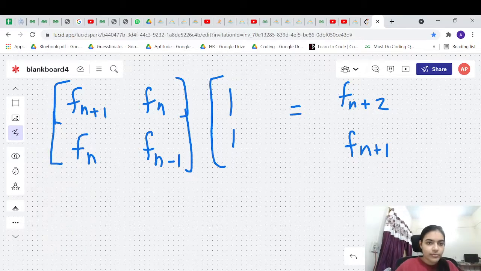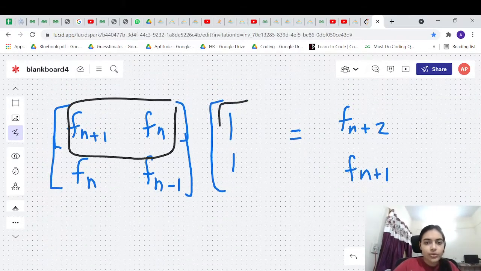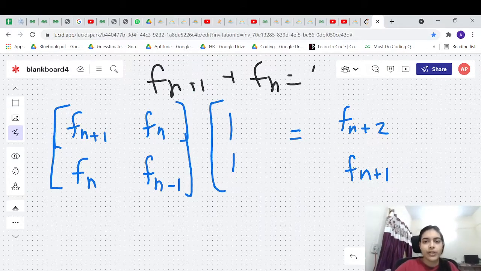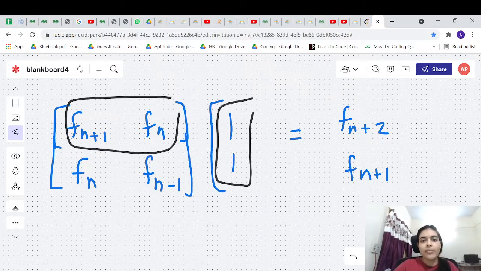See, I'll do it again. I multiplied these two terms first of all. So what did I do? F of n plus 1 into 1, right? Plus f of n. That gave me f of n plus 2, right? So f of n plus 1 plus f of n is equal to f of n plus 2. So I just multiplied the first row with the first column and I got this value.